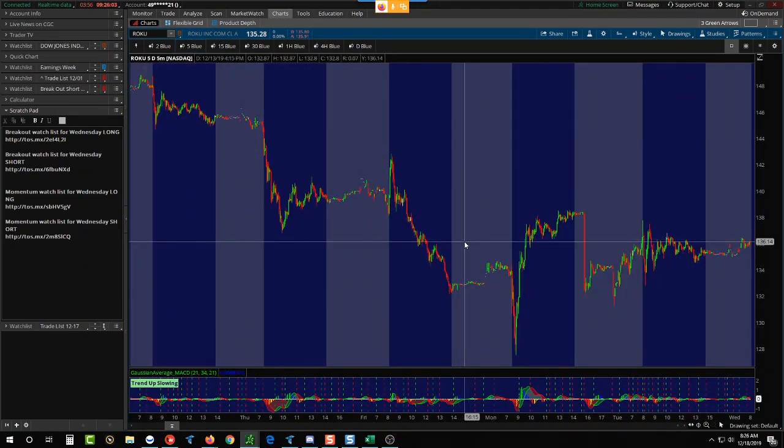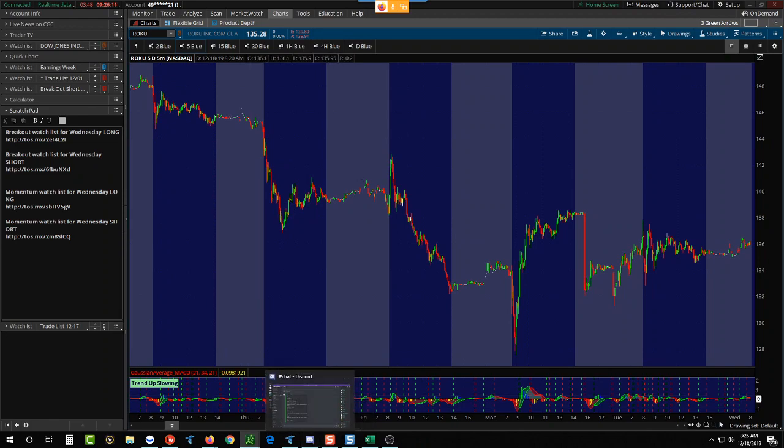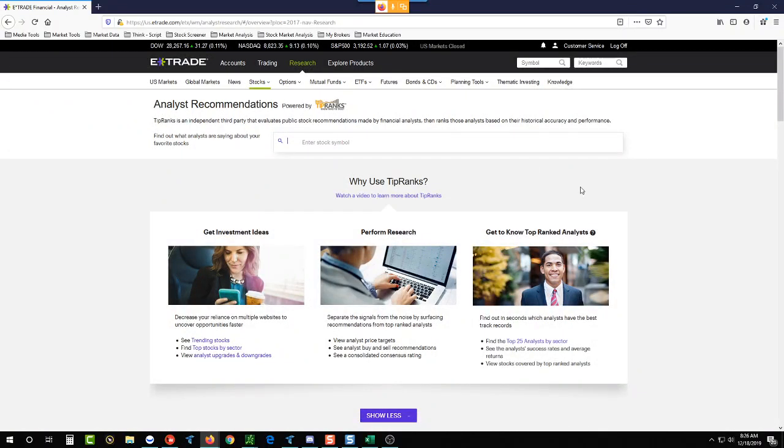Don't forget that if you're going to trade these bigger names, look at the analyst ratings, see if it got an upgrade, see if it got a downgrade. Your broker, whether you're using TD Ameritrade or Interactive Brokers, whatever, they have analyst recommendations on their website. So if you're a customer, you get that access.